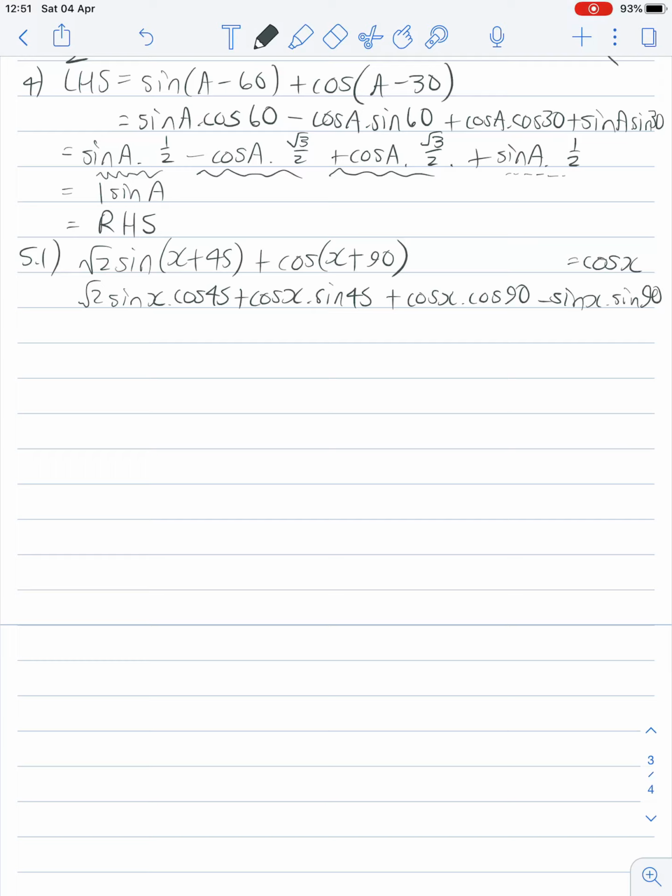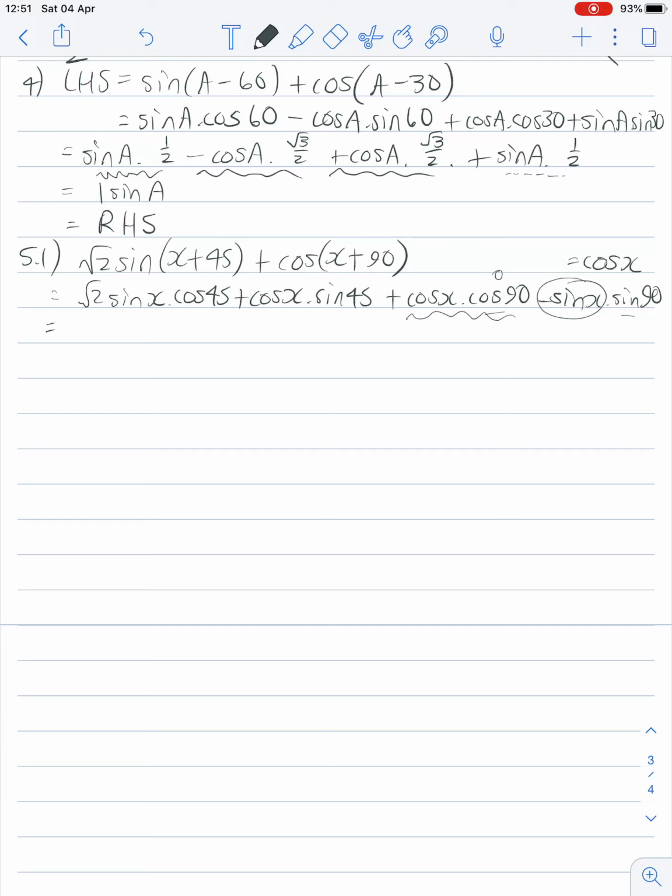What could we do now? This is where it can get a bit confusing. We are going to take out a root 2, and I know it's not common everywhere. Let's think about this before I dive in. First of all, what is cos 90? If you just double check for yourself, cos 90 is equal to 0. If that is equal to 0, obviously this whole thing falls away. Sine 90, just to remind yourselves, is equal to 1. So the only thing remaining is minus sine x.